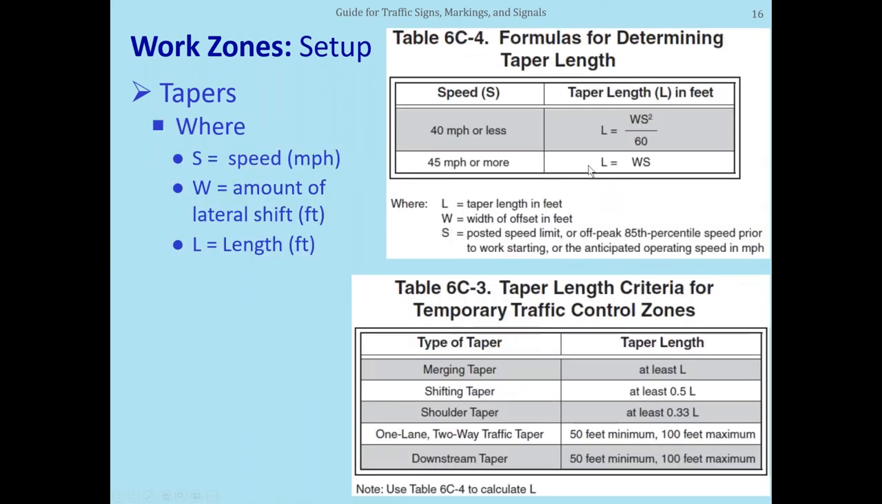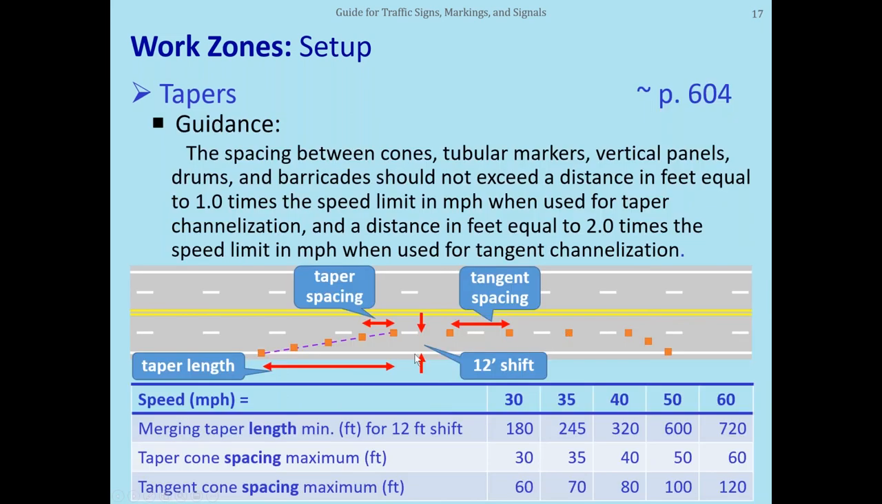Now the calculation for L based on your speed and the number of feet of lateral shift determines how long L is. This table reproduces the information from the previous slide's drawings, whether you use L or 1/2 L or 1/3 of L. Let's look at the components now. Previously we talked about principles and formulas. Let's get down to the nitty-gritty of numbers.